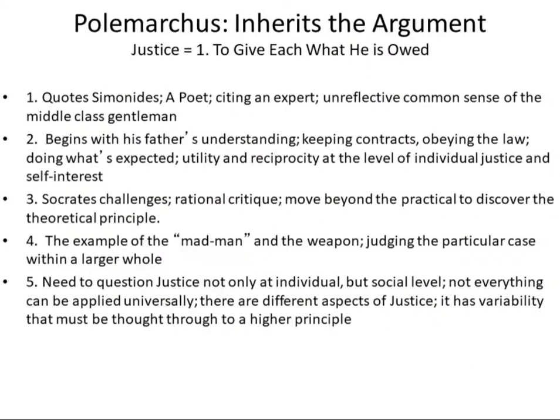Polemarchus' first argument for the nature of justice is that justice is to give each what he is owed. He quotes Simonides, an old poet, saying at 331e that, "It is just to give to each what is owed to him." Citing an expert, Polemarchus has the unreflective common sense of the middle-class gentleman. He begins with his father's understanding. Justice is keeping contracts, obeying the law, doing what's expected, and he says that utility and reciprocity at the level of individual justice and self-interest is sufficient in describing the nature of justice.